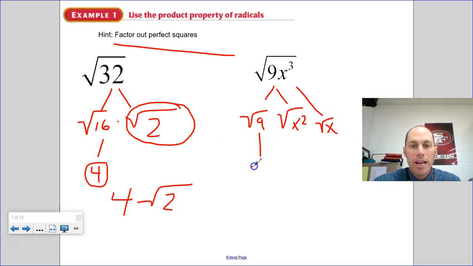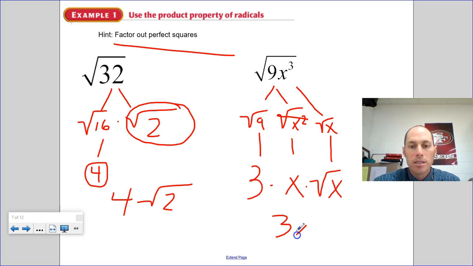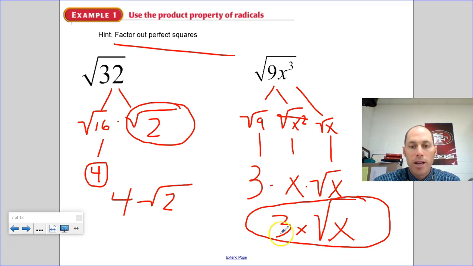Well, square root of 9 is 3. Square root of x squared, the radical and the square cancel each other out, so we just have x. And square root of x I can't take, so I could just leave that. So I have 3 times x times square root of x. And when I put that all together, I can just list it 3x square root of x. Typically, we put all the values outside the radical first, and anything in a radical goes afterwards.